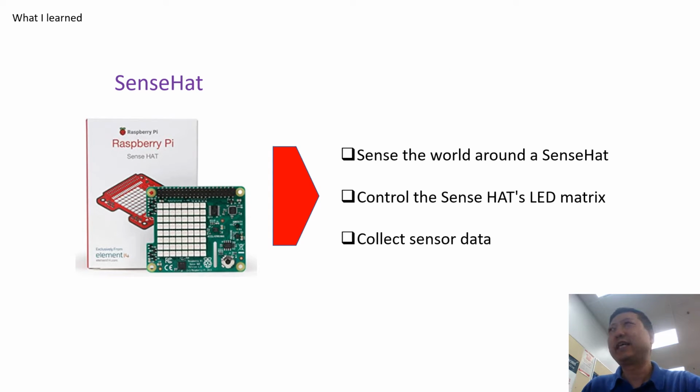We use the Sense HAT device, which allows our Raspberry Pi to sense the world around it. We mounted a Sense HAT on the Raspberry Pi and got some data from it, such as temperature, humidity, location, and accelerometer. Using this sensor, I learned how to control the LED matrix and collect sensor data, and combine these ideas in a few small projects.